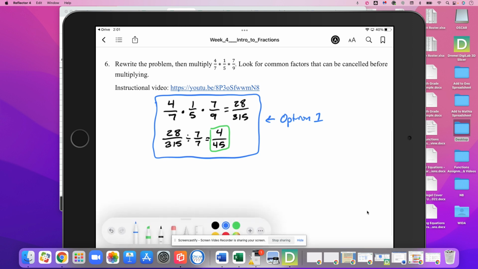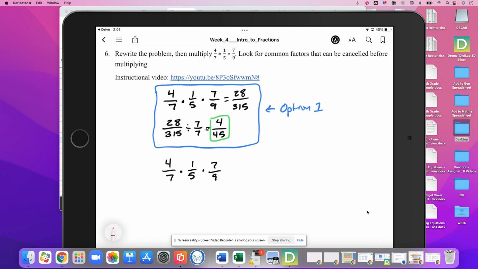For option 2, we are going to do some canceling before we do the multiplication. And the reason I don't just always do the canceling like I'm about to do is because I find that oftentimes students get confused of when it's okay to do the canceling and when it's not. And then they end up doing it when it's not okay, and it messes things up.